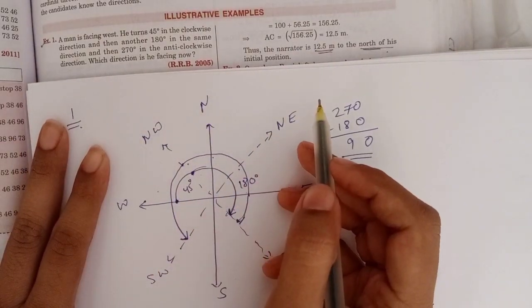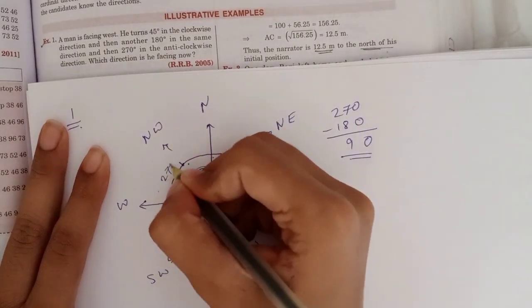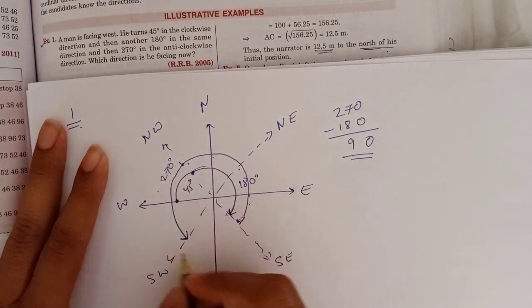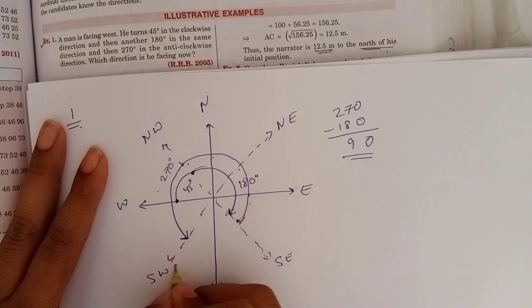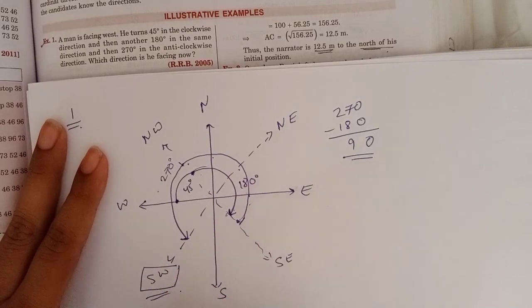Which direction is he facing now? This is 270 degree. Where did he reach? In southwest direction. So the answer is southwest.